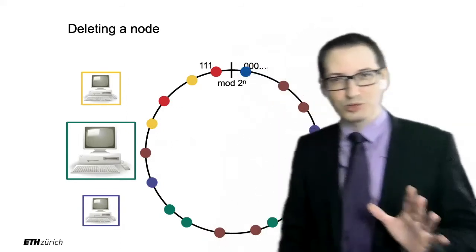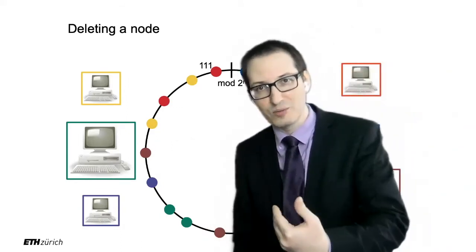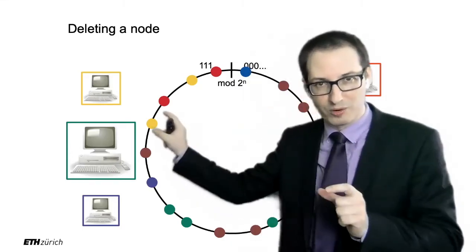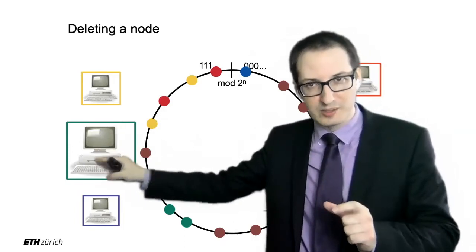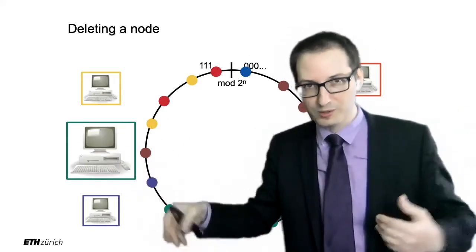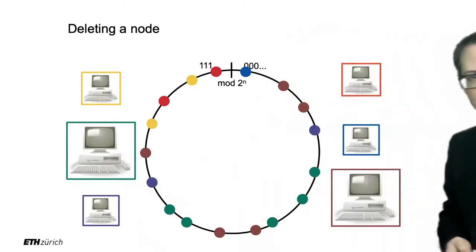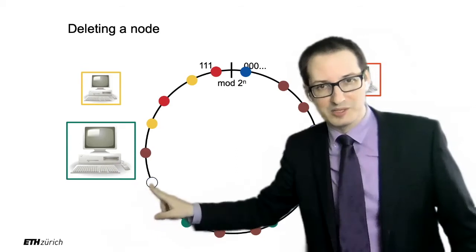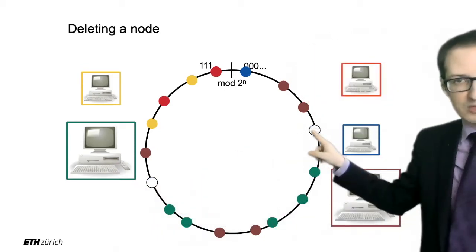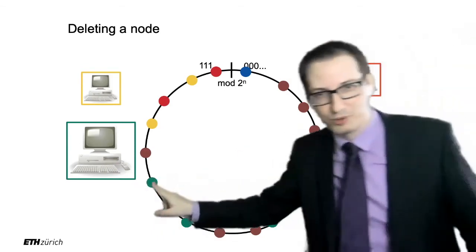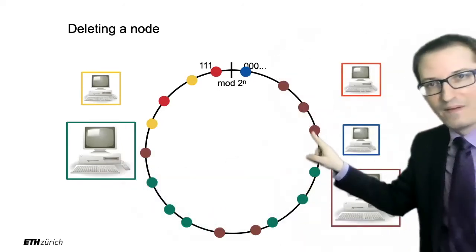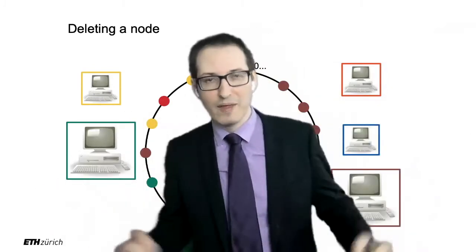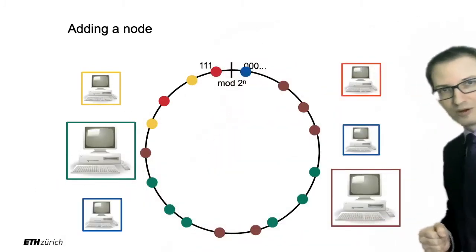So this is the solution. We have an additional level of indirection. We have these virtual tokens that are virtual nodes responsible for intervals there. The bigger machines take over several of these tokens. The smaller machines take over less of these tokens. Now, if we delete a node, so this server leaves the system, these tokens are just reassigned to other machines. For example, this one is green, so it's assigned to this one, and this token is reassigned to that one. So you see, you can redistribute the tokens freely when nodes join or leave.